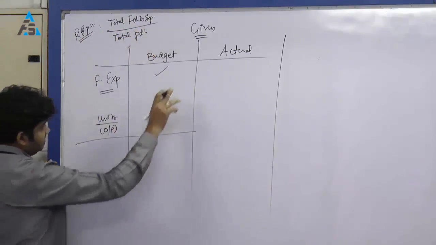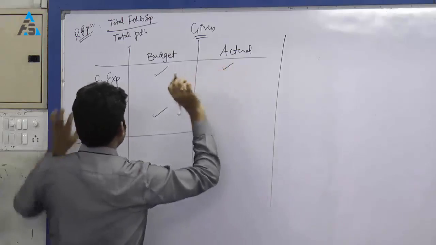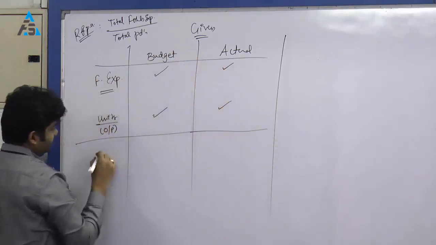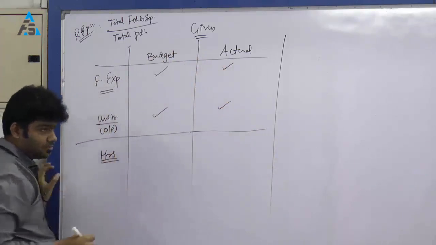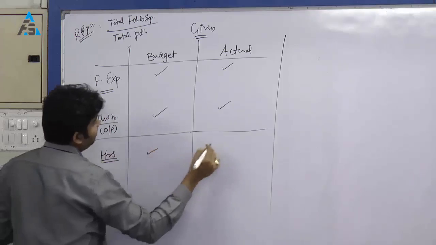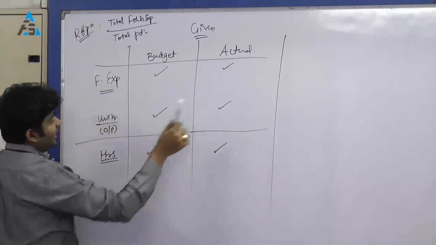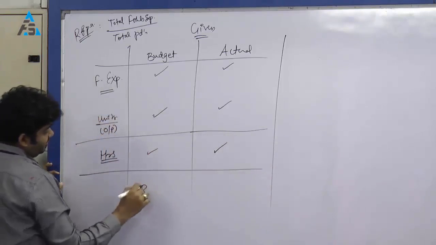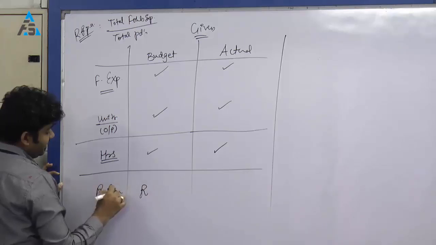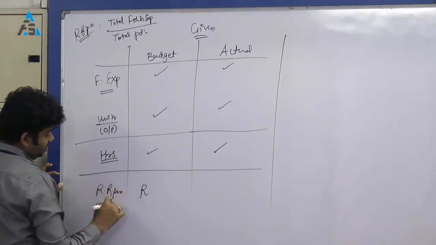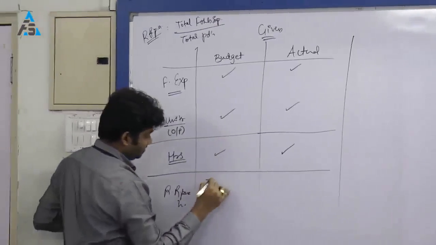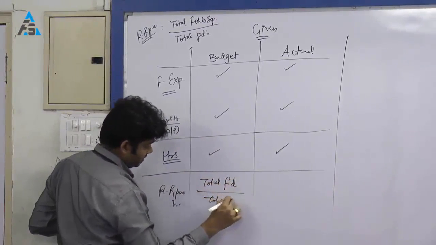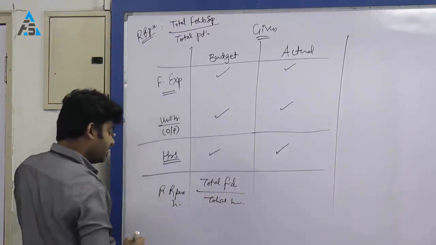Then we will compare it with the actual. So this is the fixed overhead expenditure actually incurred and the actual units produced. At the same time, we will also have hours. So here we will write down the hours for the budget and the hours for the actual. Again, we will find out the recovery rate per hour as well. How do you find the recovery rate per hour? It's a simple process. Total fixed overheads divided by total hours. So you will get the recovery rate per hour.